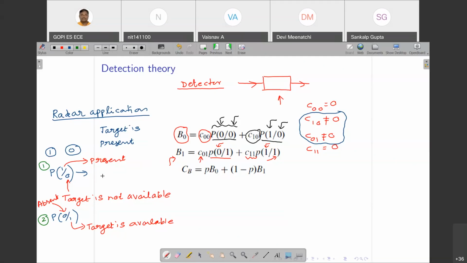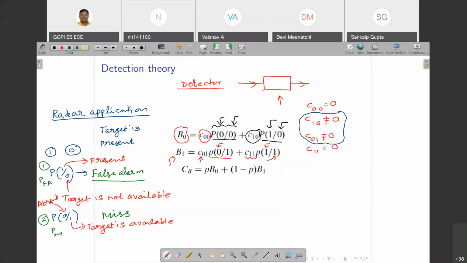See, what is this? The target is not available, and then you are saying that it is present; and the target is available and then you are saying that it is absent. That is what we call a miss. You are missing it, right? And this one we say is a false alarm. This is about the probability of miss, and this involves the probability of false alarm, right?